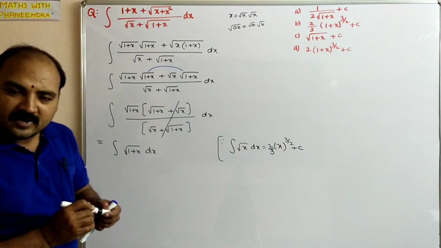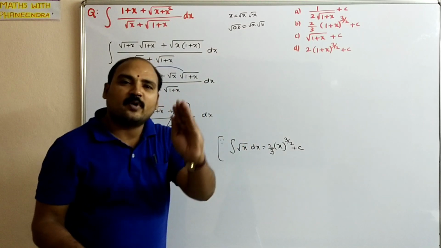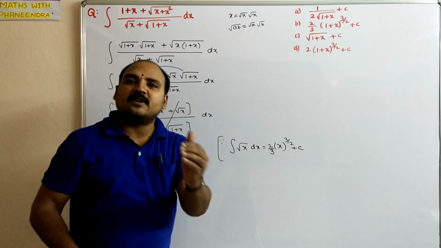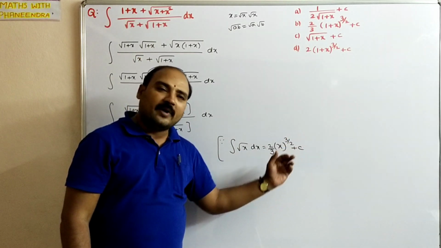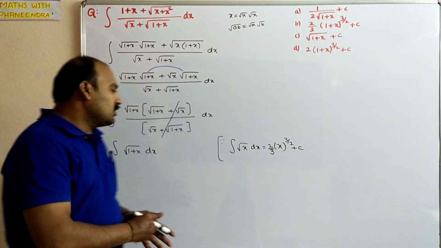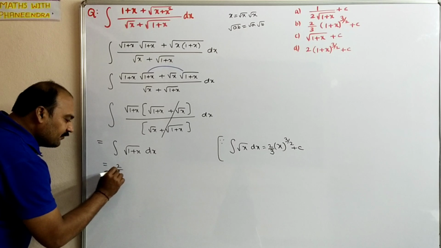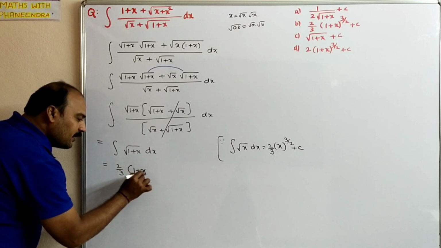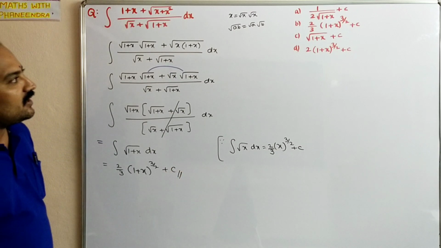If you do not remember this formula, what you have to do? Root x means x power 1 by 2. You can apply the formula for integral of x power n: x power n plus 1 by n plus 1. So 1 by 2 plus 1 is 3 by 2, divided by 3 by 2 means it will become 2 by 3. So here in place of x, what value is there? 1 plus x is there. So 2 by 3 into (1 plus x) whole power 3 by 2, which is there in the second option.